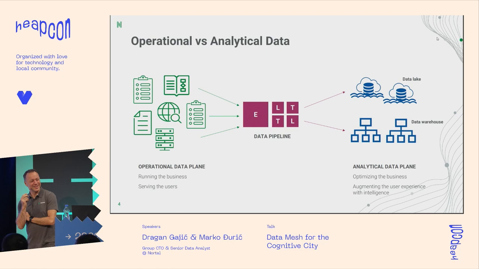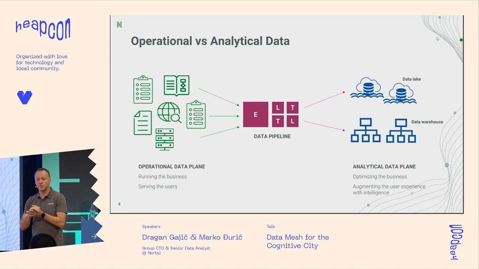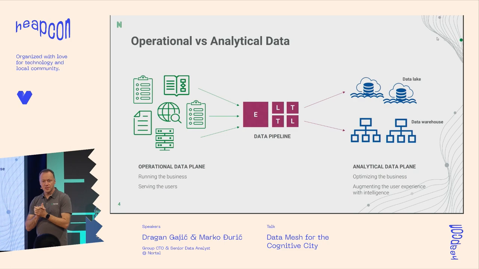Well, I would like to start first with what they call the traditional division of operational and analytical data. Operational data is what most of you are dealing with. This is the data which is used to run the business and serve the users, CRUDs. This is what developers mostly are doing, okay?